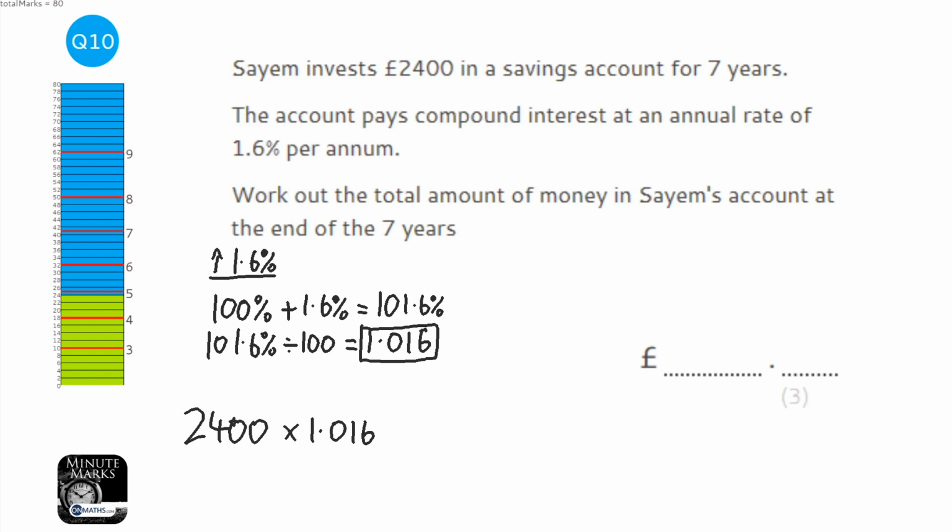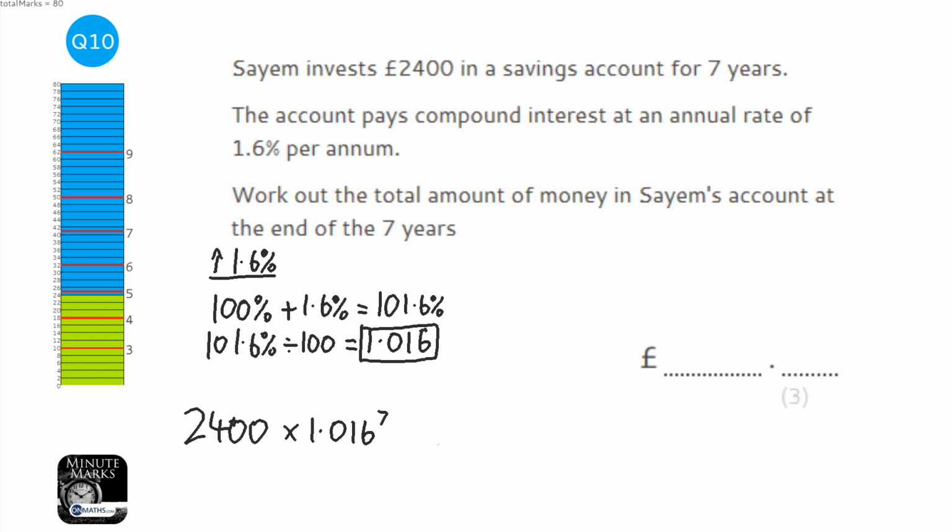But we've got 7 years, so what we could do is times it by 1.016 7 times, but I can't be bothered to do that because we know something better in maths. What we can do instead is do that multiplier to the power of 7, and that's just the same way as just timesing it by 1.016 7 times. And it's a bit easier to do.